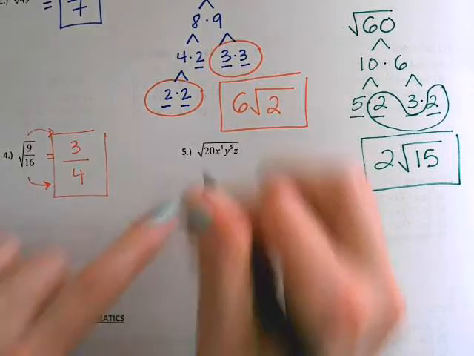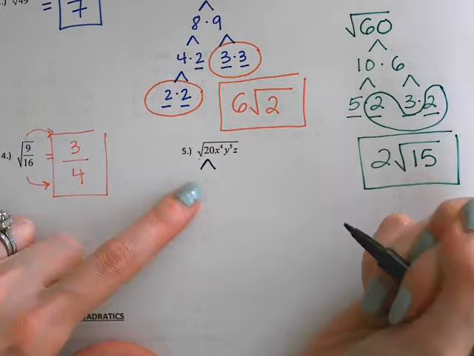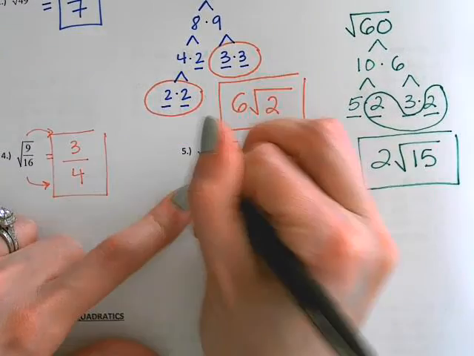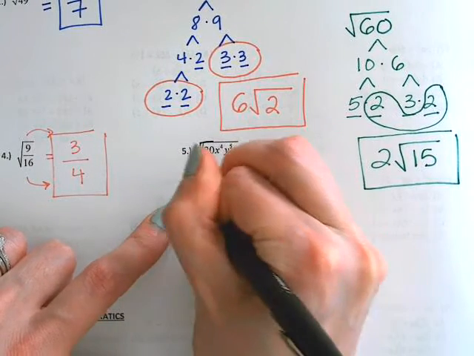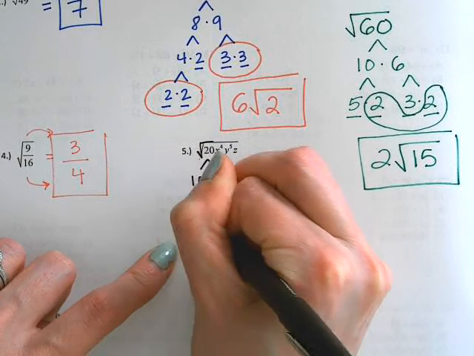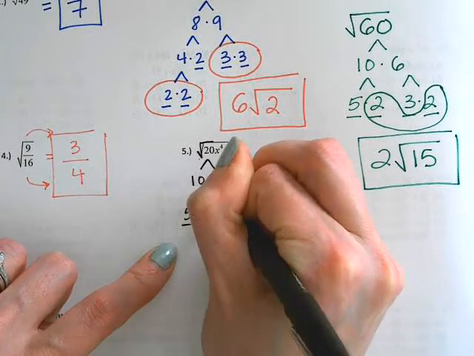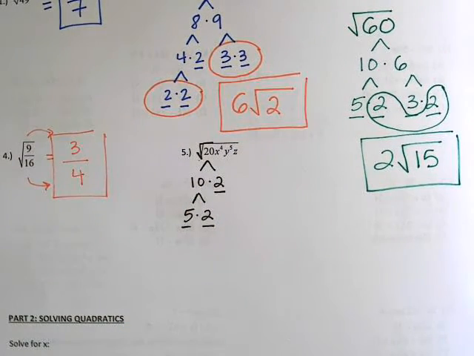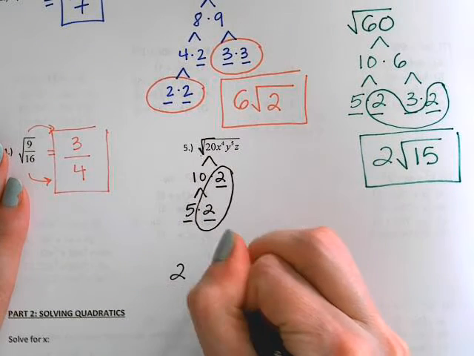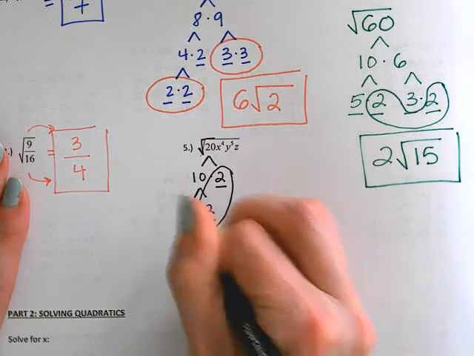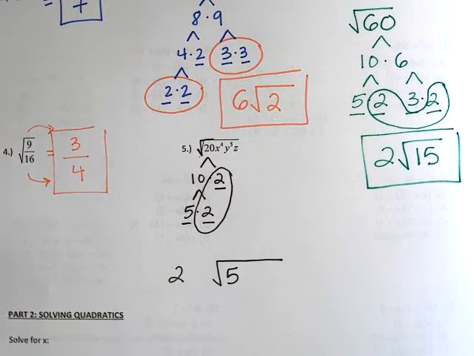Now, what about when I throw in some variables? So first of all, let's do root 20. So 20, we're going to make a tree. Just like these. It could be 10 times 2, and then 10 could be 5 times 2. Okay, so for the root 20, we have a double 2, which comes out, and then I'm going to leave some space, and the 5 will stay inside. Okay, now I'm leaving some space for the variables.